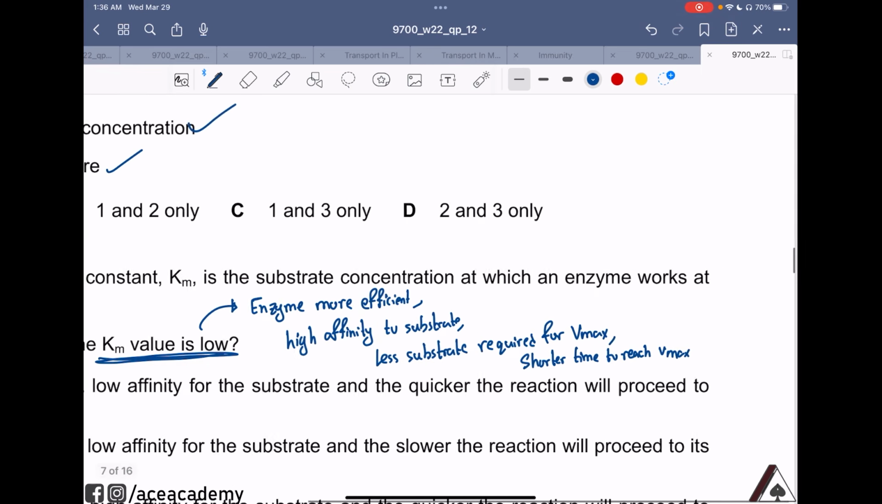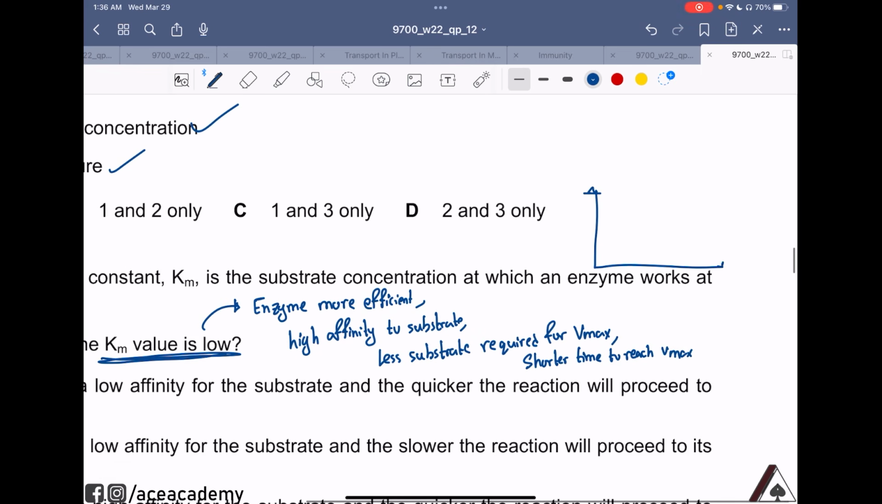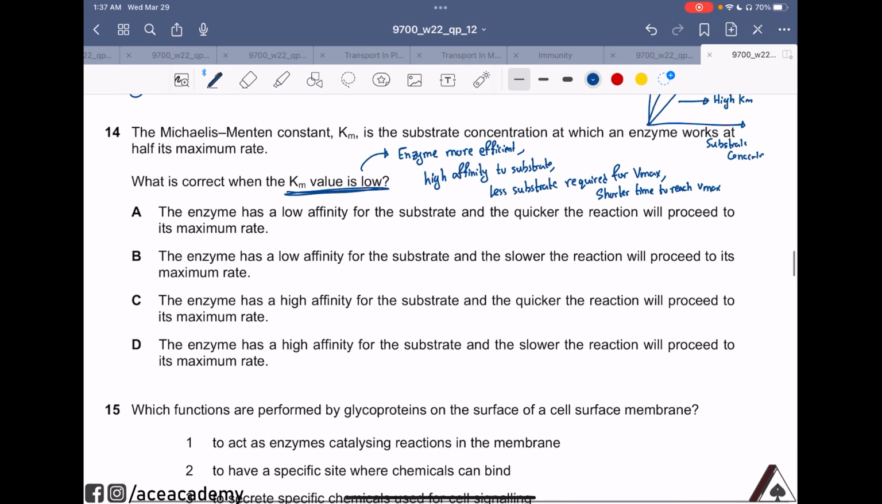So basically, graphically, it can be shown as something like this. So this is Vmax over here, and this is substrate concentration. An enzyme with lower affinity would take more substrate to reach the same Vmax, while an enzyme with higher affinity would take less substrate to reach the same Vmax. High affinity, low Km value; low affinity, high Km. Okay, so let's look at the options.